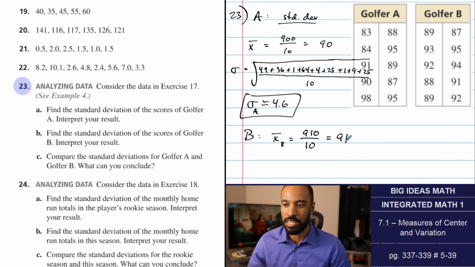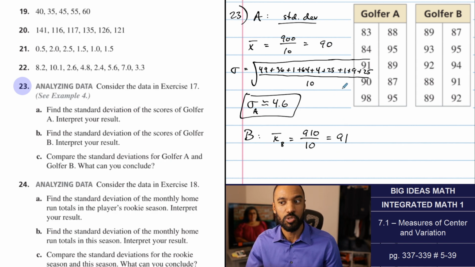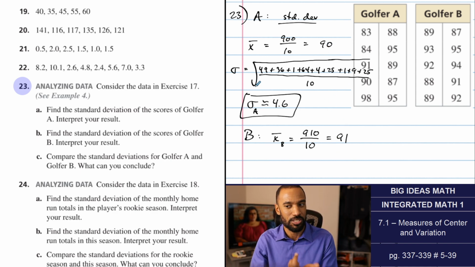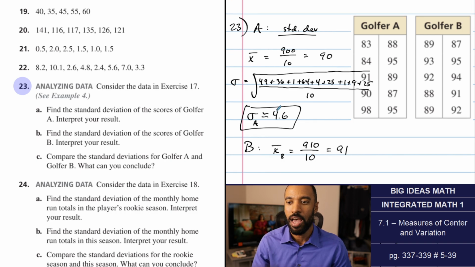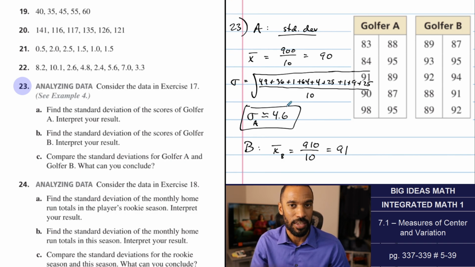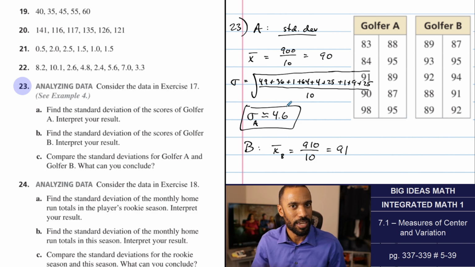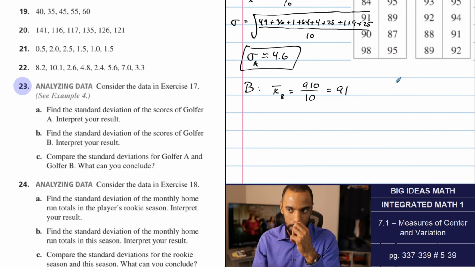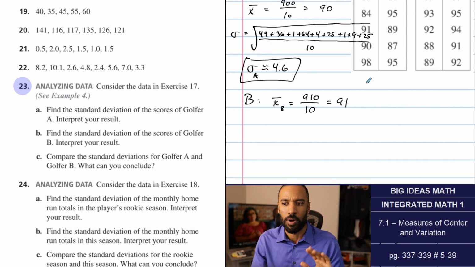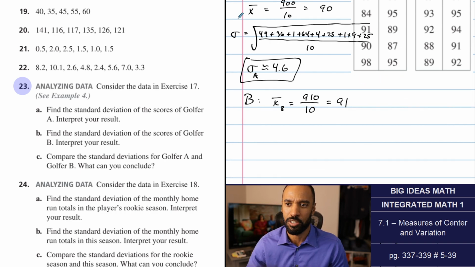910 over 10 is 91. Very close averages between the two. We talked about how the ranges are different. Let's see how their standard deviations differ, though. I'm going to guess golfer A has a larger standard deviation because of the spread of their lowest and highest values, but that's not always necessarily the case, because maybe there were outliers. I don't think there were. So I'm going to guess golfer A does have a higher standard deviation.